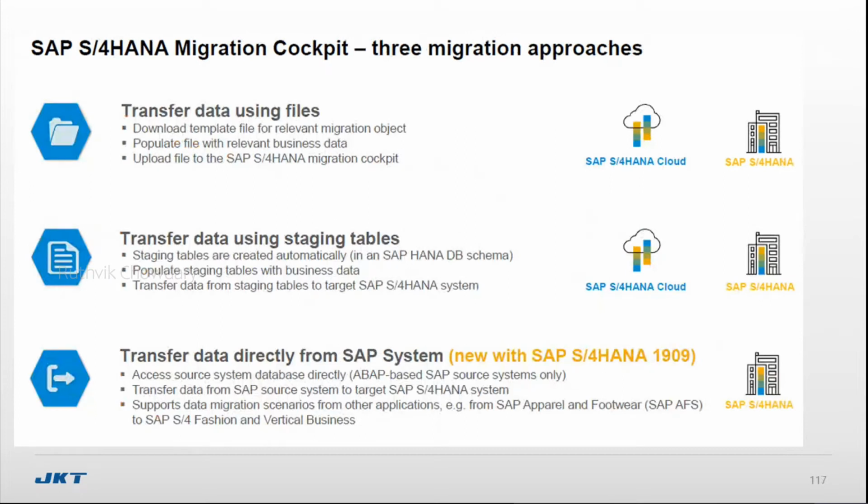So these are the three types of migration approaches. One is by using the Excel file, that is the file technique. The second one is by using staging tables, which means we will create connectivity between tables. It can be from a non-SAP system or an SAP system. Any platform it can be done.